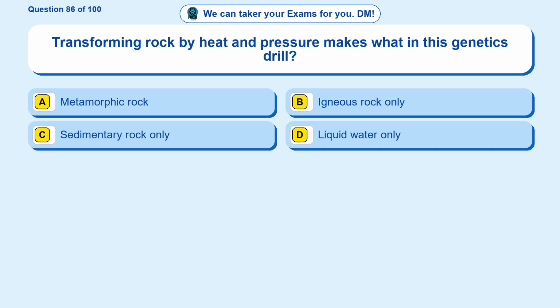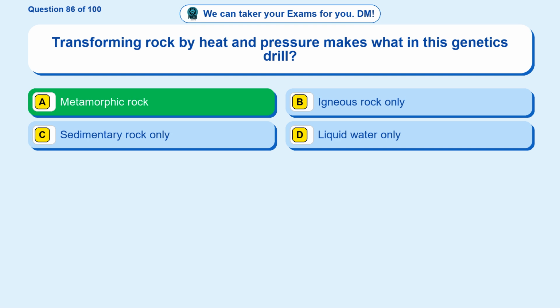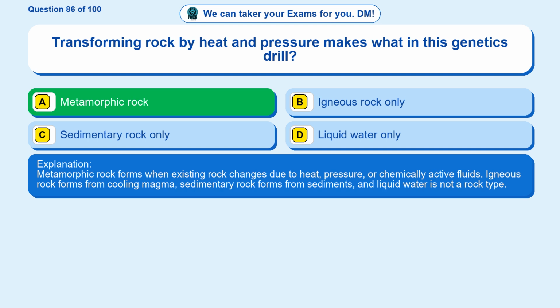Question 86. Transforming rock by heat and pressure makes what in this genetics drill? Option A, metamorphic rock. Option B, igneous rock only. Option C, sedimentary rock only. Option D, liquid water only. The correct answer is option A, metamorphic rock. Metamorphic rock forms when existing rock changes due to heat, pressure, or chemically active fluids. Igneous rock forms from cooling magma, sedimentary rock forms from sediments, and liquid water is not a rock type.